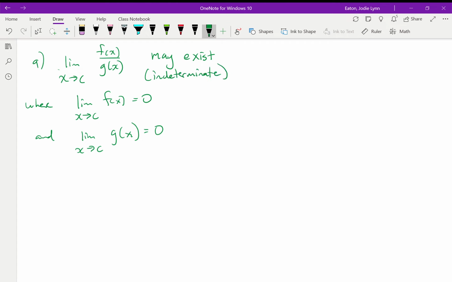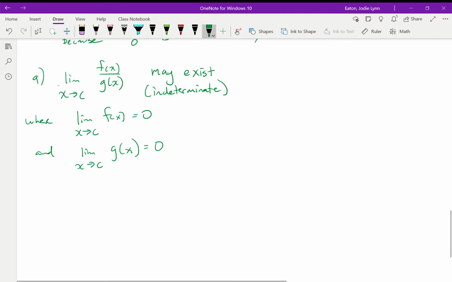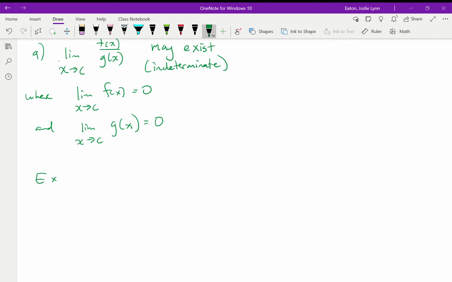Okay? So what we want to do is try to take this limit that's not going to exist. So we have some techniques that can try to make this limit exist. We want to rearrange this as much as we can. So let's take a look at an example where this might happen. If we have the limit as x approaches 2 of x squared minus 4 over x minus 2.